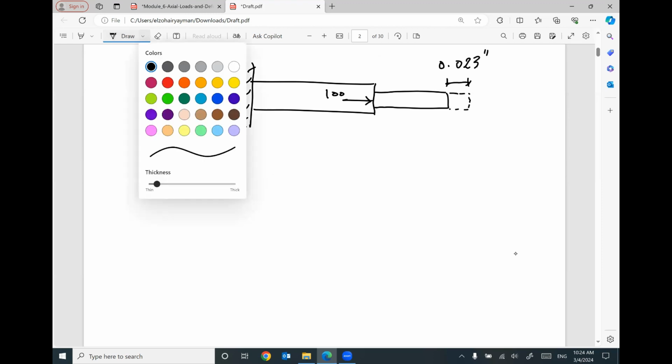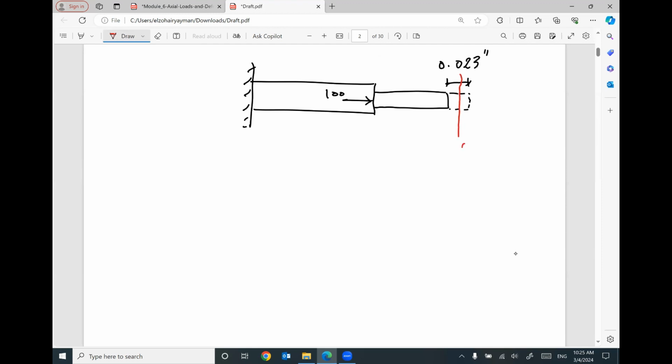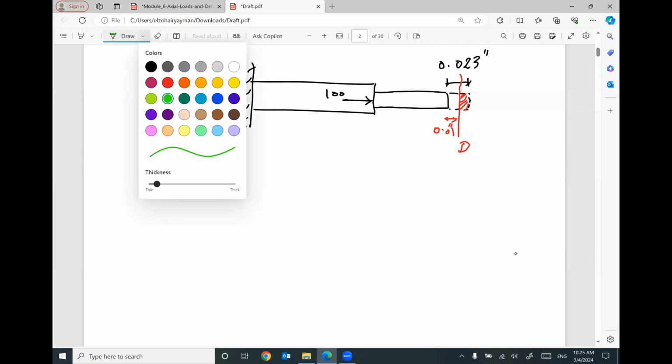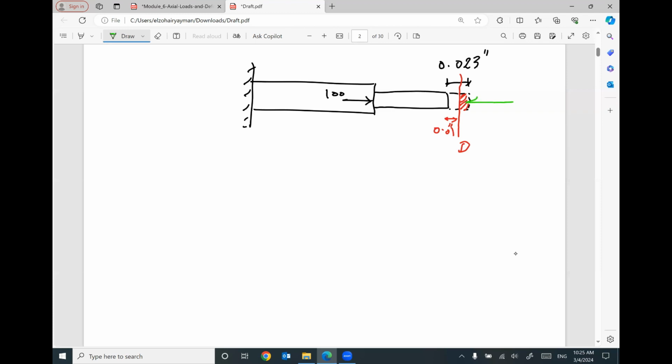However, we have a wall here at D with a gap of only 0.01 inch. So this movement will be prevented. The end of the shaft will hit the wall at D. That means we will expect a reaction from the wall to the shaft, reaction at D, and we will have another reaction here at A. And this is your new problem.